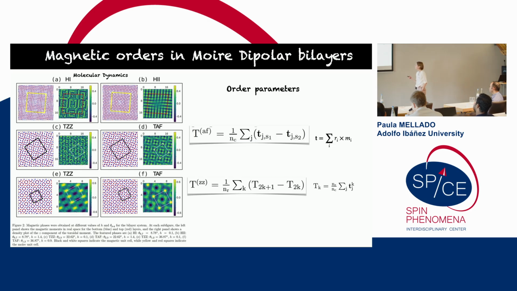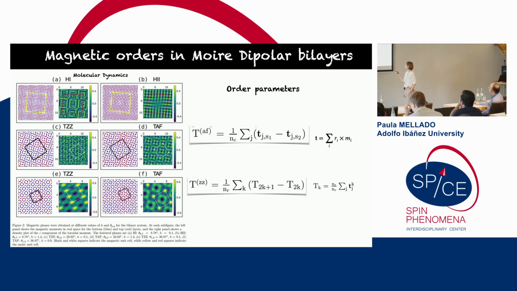But as we start rotating the layers with respect to one another, we can also change the distance. These are the results of molecular dynamics simulations, also energy minimization to contrast. These are the spins in real space, blue for the top layer, red for the bottom layer. And this is a density map of the z component of the toroidal moment, for different values of h, the distance between the layers, and the angles.